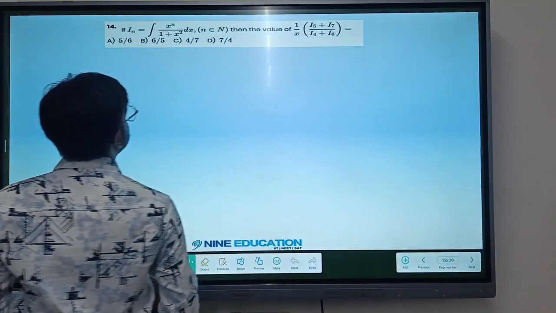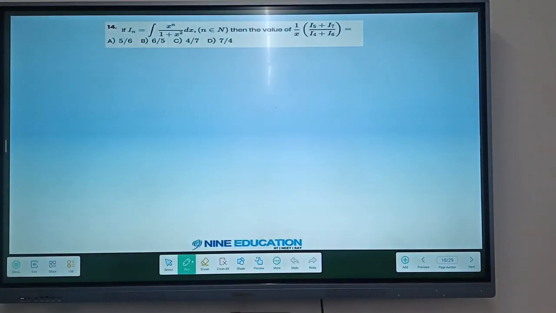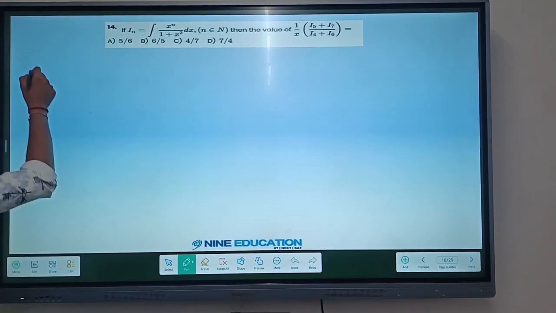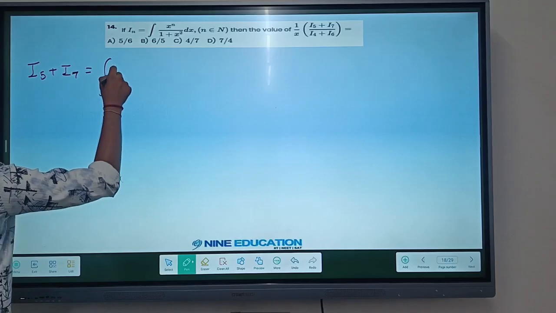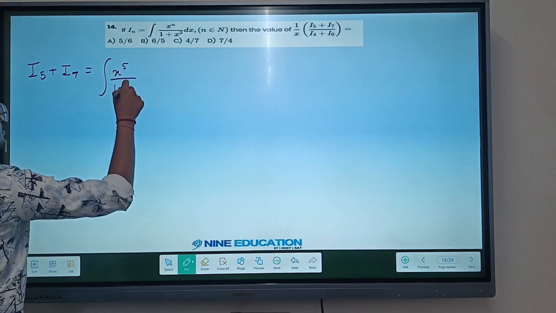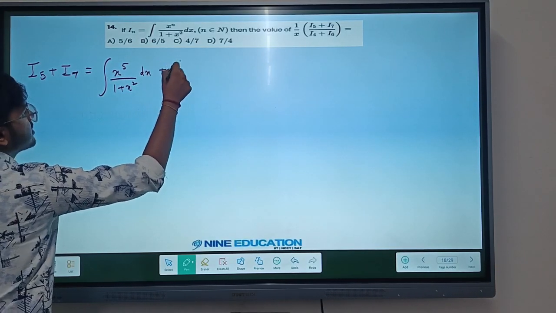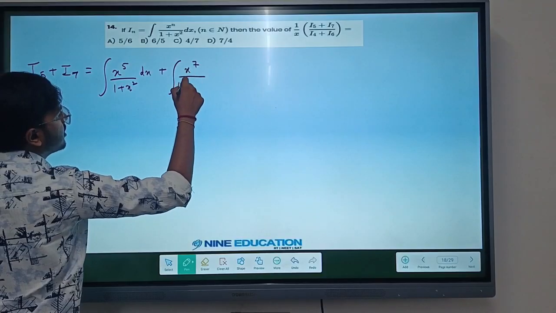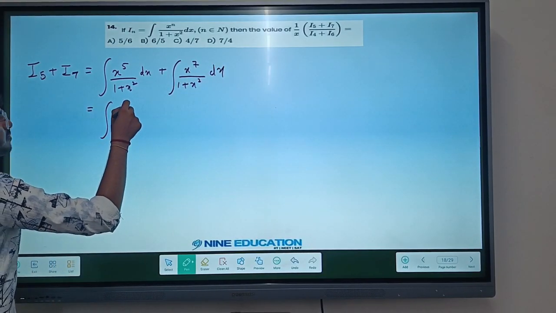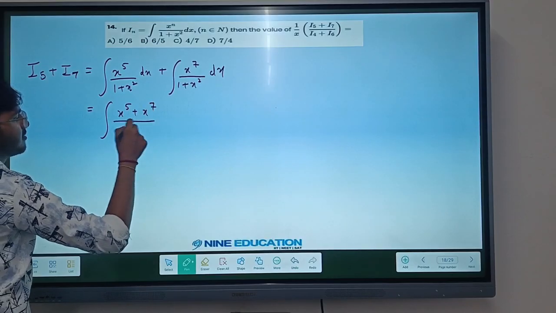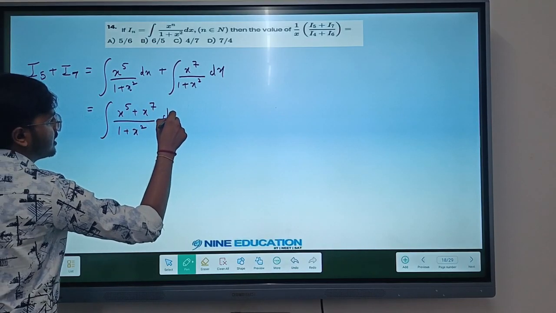Now for this integration, In is given as x power n divided by 1 plus x square dx. You are asked the value of I5 plus I7. What will be I5 plus I7? I5 is x power 5 divided by 1 plus x square dx, and I7 is x power 7 divided by 1 plus x square dx. So I5 plus I7 would be x power 5 plus x power 7 divided by 1 plus x square dx.